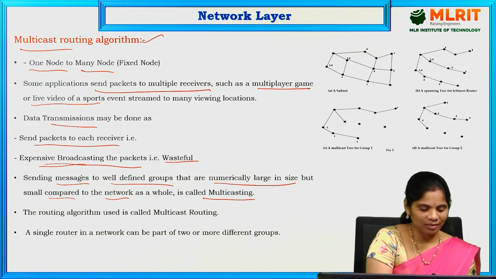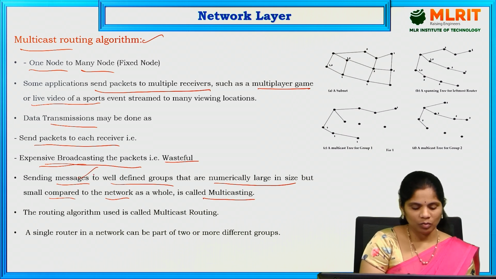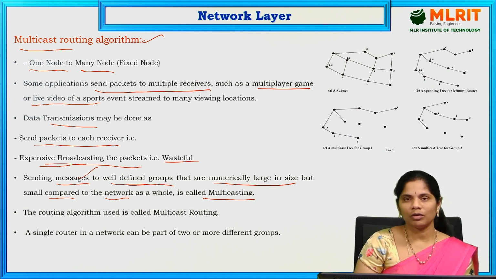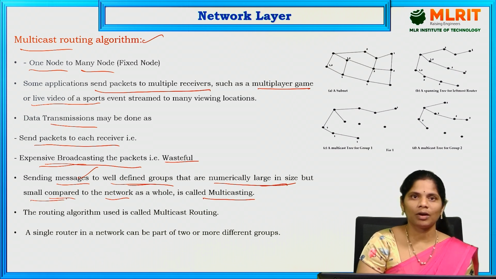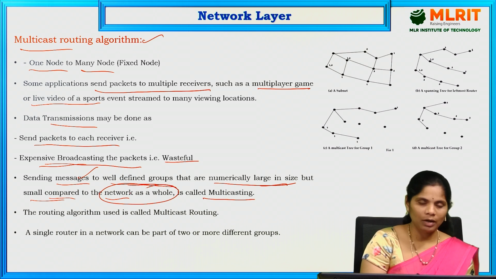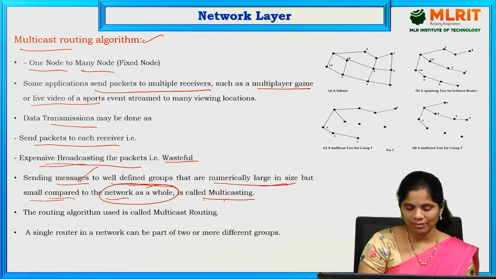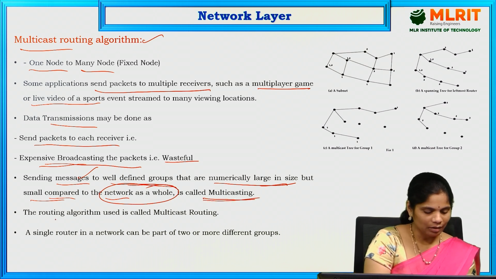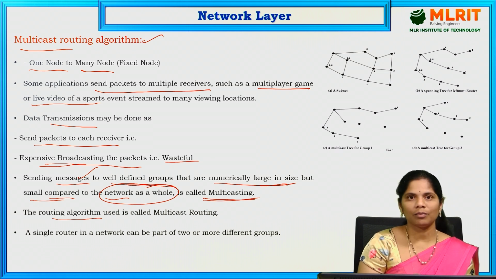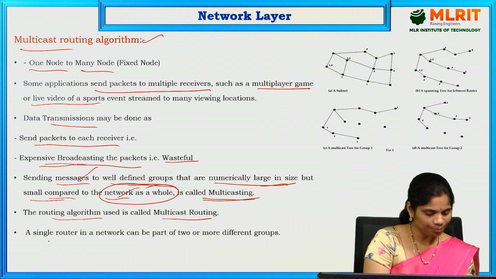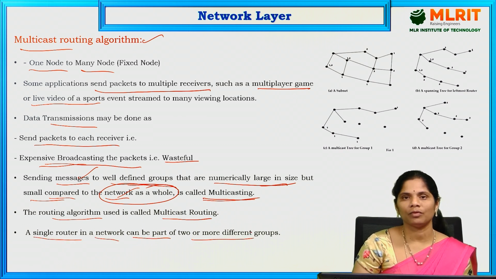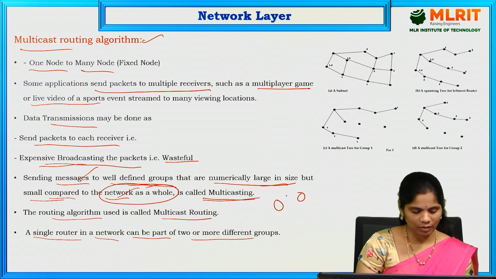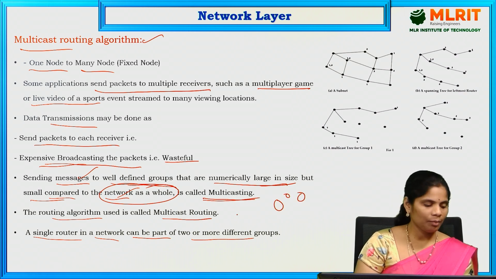Whatever message is going to be sent goes to different groups that are large but small compared to the network. Compared to broadcasting, it is going to be small. That type is called multicasting. Whatever routing algorithm is used for sending to the smaller network, we can call it multicast routing. A single router in a network can be a part of two or more different groups. That is the multicast routing algorithm.